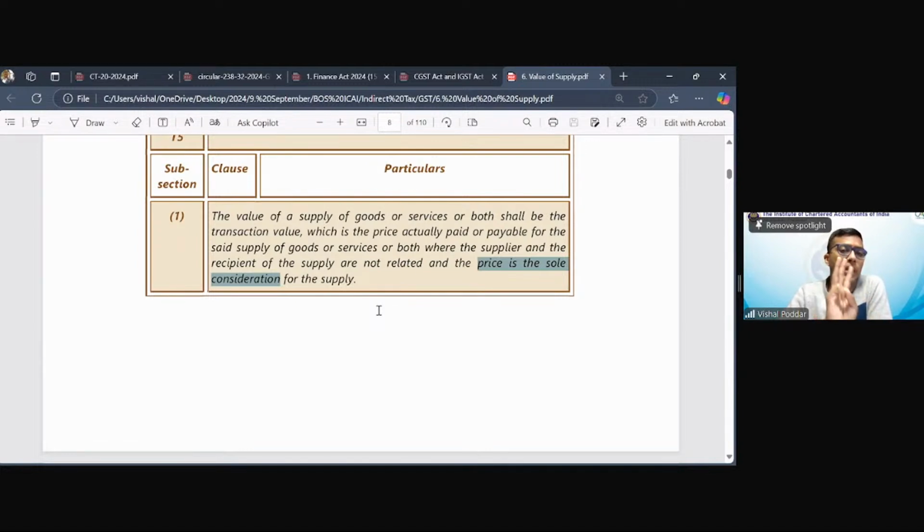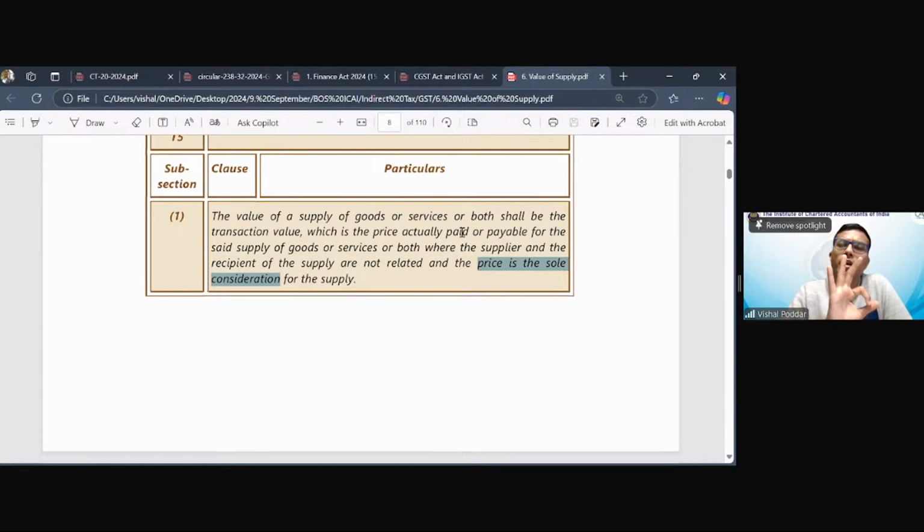Now, third, what is the implied condition? The implied condition is that this supply is not a Schedule 1 supply. In other words, it means that there is a value fixed. Why am I saying this? Because if there is no value, it means it is a free supply, it is a Schedule 1 supply, then there is no question of there being a transaction value. Because what is the transaction value? It is the price which is actually paid or payable. Now, if there is no price which is paid or payable, because it is a Schedule 1 supply, then also subsection 1 fails. You have to go to subsection 4, that is valuation rules.